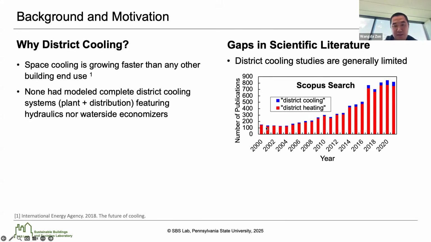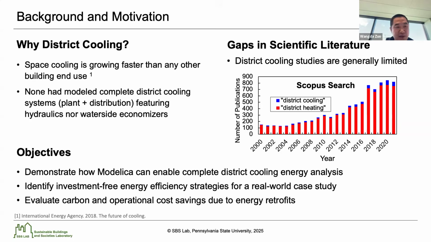This is the literature we have found that talks about district heating and cooling. The red color is district heating and the blue color is district cooling. You can see that dominantly most people are talking about district heating. So there's an opportunity to further study the district cooling side.